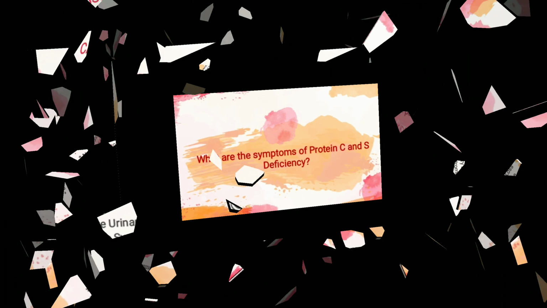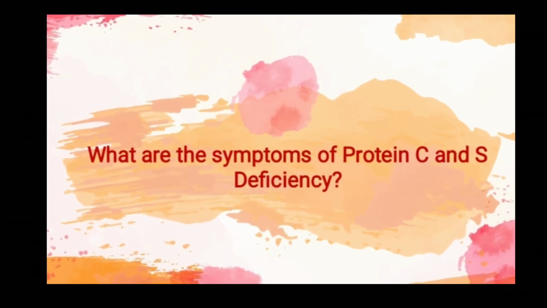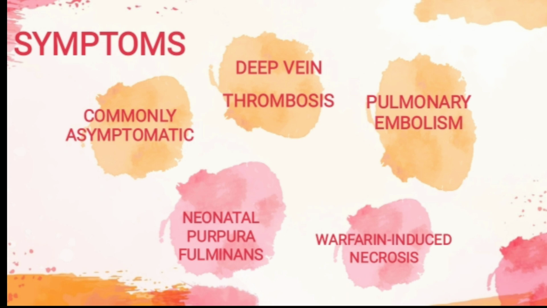What are the symptoms of protein C and S deficiency? It is usually asymptomatic, but symptoms arise when a venous thromboembolism develops. Symptoms of venous thromboembolism include pain similar to a muscle cramp and swelling in the affected leg. If a clot breaks off and travels into the lungs, there can be signs of respiratory distress like pain with inhalation, fast heart rate, and fast respiratory rate.